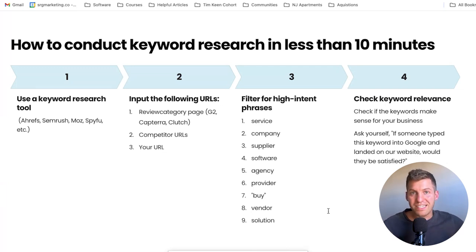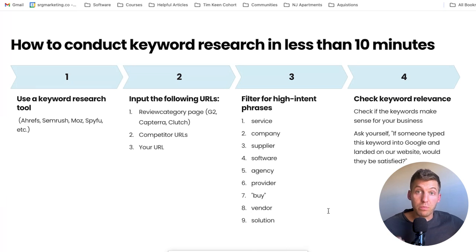So the second thing is, as you're pulling each of these URLs and you're seeing relevant search queries, what you want to do now is filter the high intent terms. So it's going to depend on your industry, but if you're in the service industry, you'll want to filter by words like service, company, agency, solution. If you're selling software, you'll want to filter for the word software, platform, app, tool.